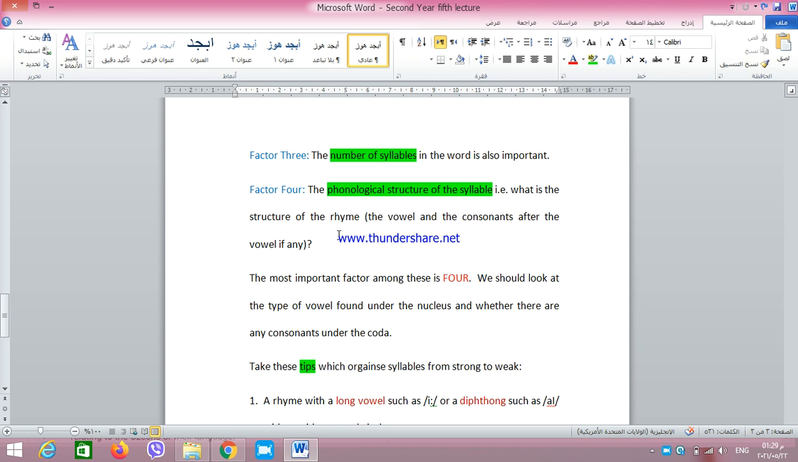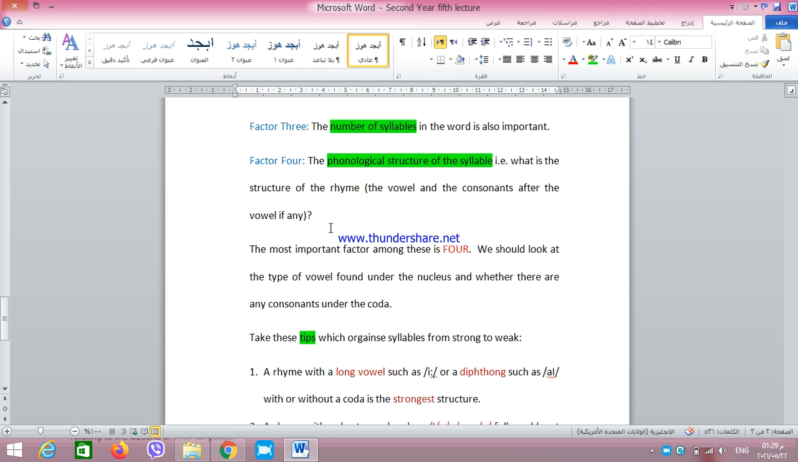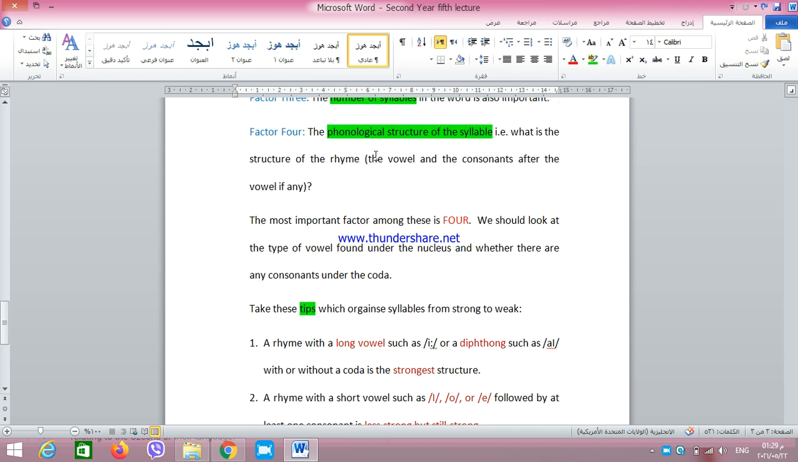And the last but not the least important, actually it is the most important factor, which is the phonological structure of the syllable. What is the structure of the rhyme? Don't forget, when we talk about stress, we are after the structure of the rhyme, not the structure of the onset. The structure of the onset, whether we have consonants before the vowel or not, whether there is 1, 2, 3, it doesn't matter. It makes no difference. What is more important is the structure of the rhyme. What kind of vowel do we have? Do we have consonants after the vowel or not? Okay?